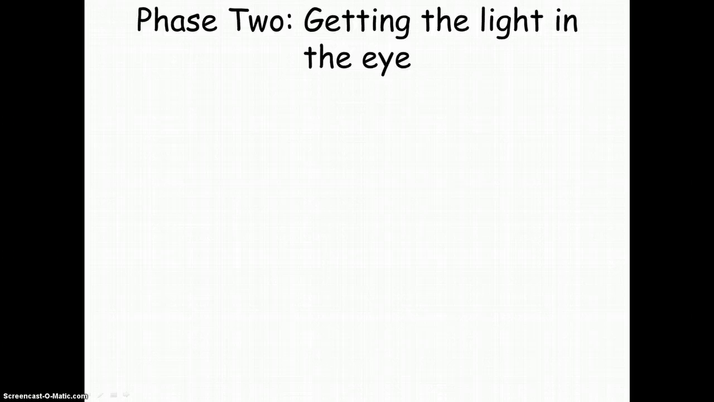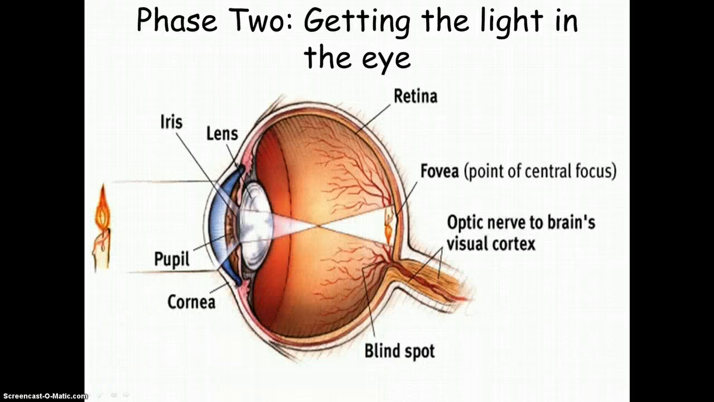Now phase 2 is actually getting the light in the eye. So there's that diagram that you should have reviewed. So we've got the white part of our eye, which is the cornea, and that basically protects and helps reflect the light. Then the light goes through a hole in our eye called the pupil. You're familiar with your pupil. There it is. The pupil is like the shutter on a camera. It opens or closes to let the light in.